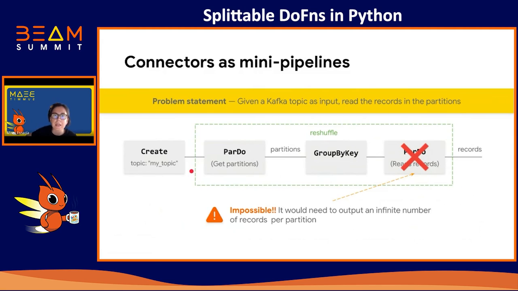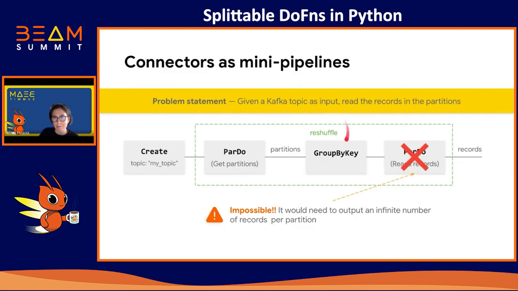So imagine that we wanted to receive as input a Kafka topic, and our pipeline would have to read all the messages in all the partitions of that Kafka topic, okay? So very similar to the previous use case. We would receive the topic name in a Create transform. We would extract the partitions, but then when it comes to reading the data from the partitions, what happens? Partitions can be unbounded. You can have an infinite number of messages in the partition, okay? And if we do this in a DoFn, a DoFn can output 0, 1, or many elements, but it cannot be running forever, okay?